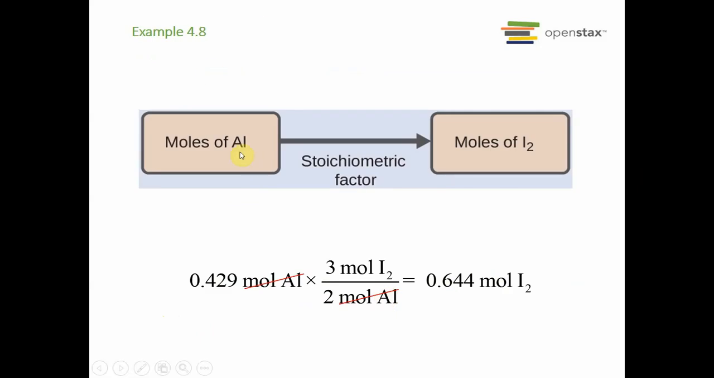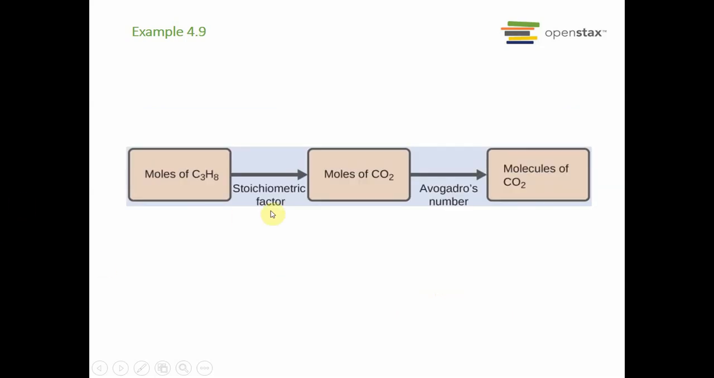So the moles of aluminum and the moles of iodine are related by a stoichiometric factor. So 0.429 divided by 2 multiplied by 3 is 0.644 moles of iodine. The moles of propane are related to the moles of carbon dioxide released on burning it. And then the molecules of carbon dioxide are related to the moles by Avogadro's number.